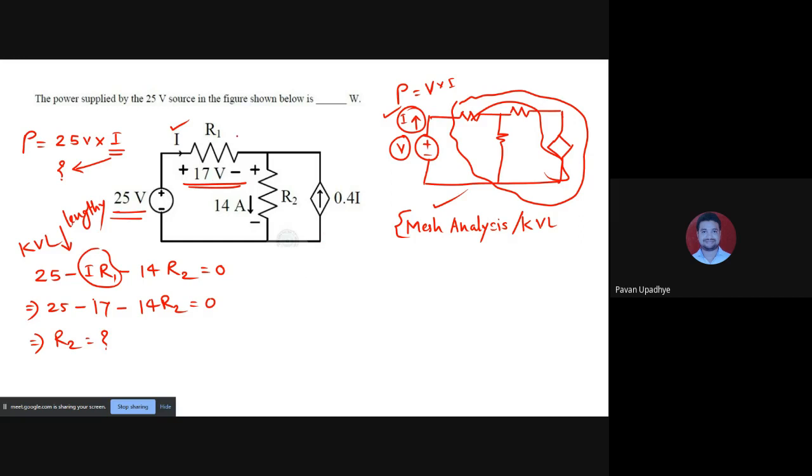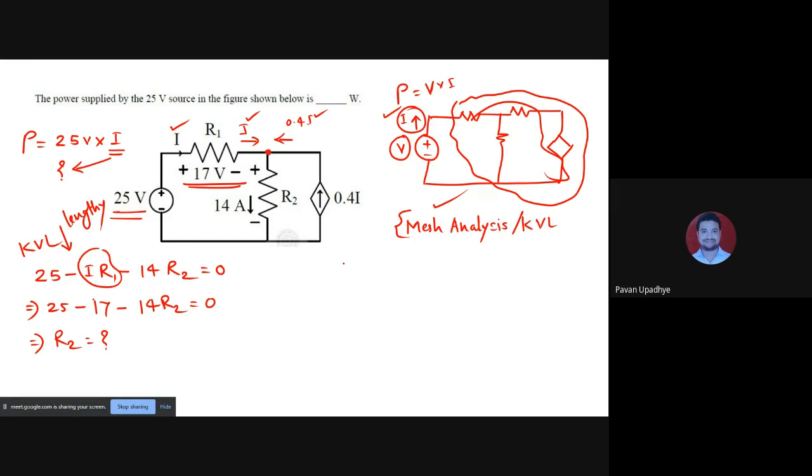How? Look at this. It is shown that I is moving here, and down this R2 line 14 ampere of current is moving, and here is another current which is 0.4 I. So if you write the KCL equation at this node, you will have only one variable. In both the cases it is I. So you will evaluate it in one step only. So let us apply KCL at this node.